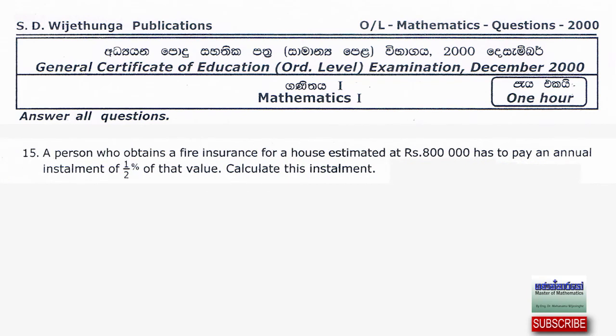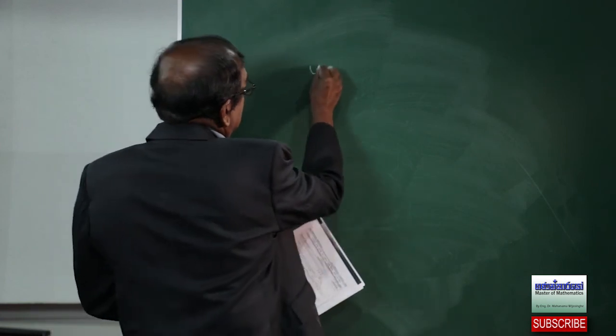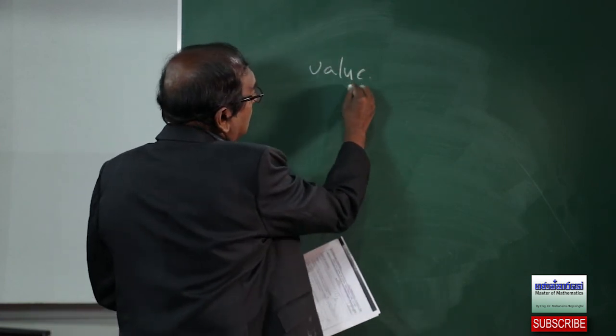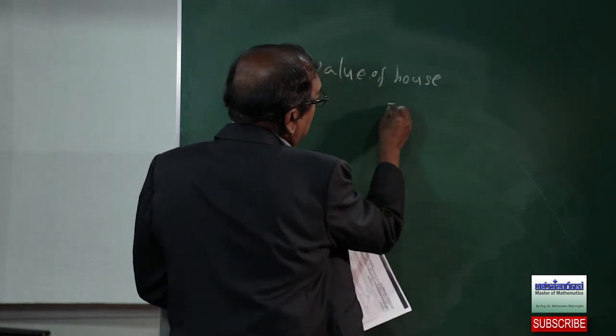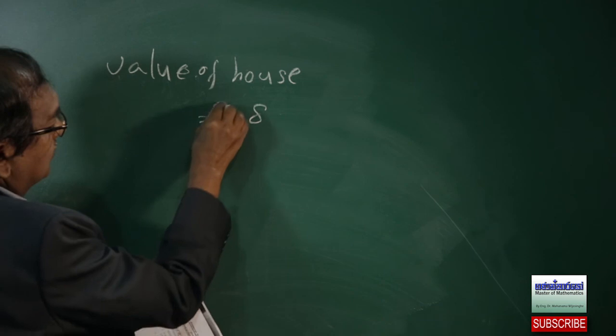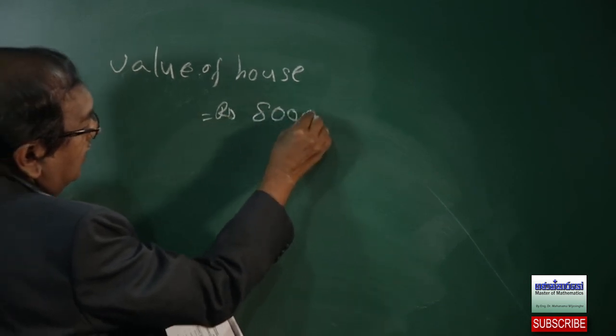Question number 15. A person who obtains fire insurance for a house estimated at rupees 800,000 has to pay an annual installment of 0.5% of that value. What is the value of this house? The value of the house is rupees 800,000.